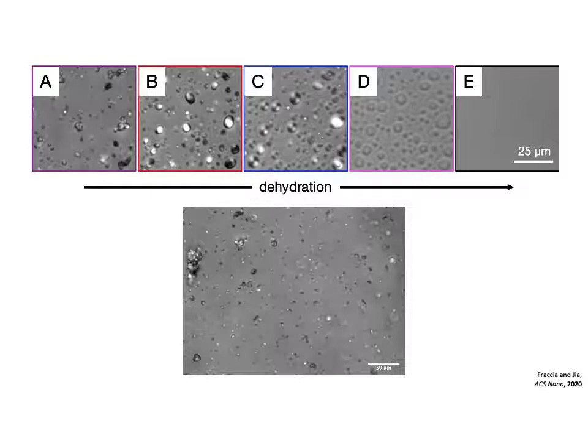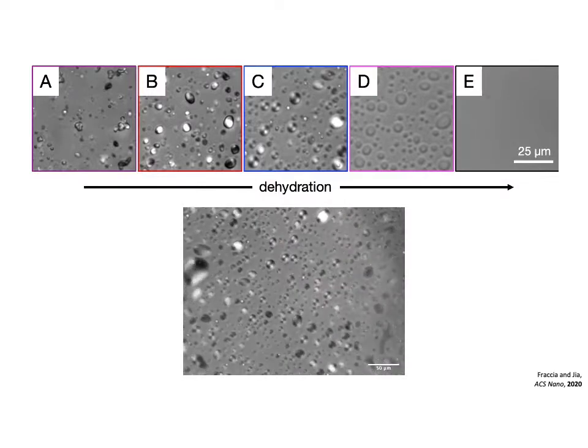So here we see from A to E, first the existence of a precipitate-like structure. This precipitate-like structure transitions into a liquid crystal coacervate structure shown in B and C, and slowly, through further dehydration, the liquid crystals start to disassemble, resulting in only coacervate structures in D. And finally, in E, we see that the entire coacervate structure has been disassembled. Here is a video showing the similar process.